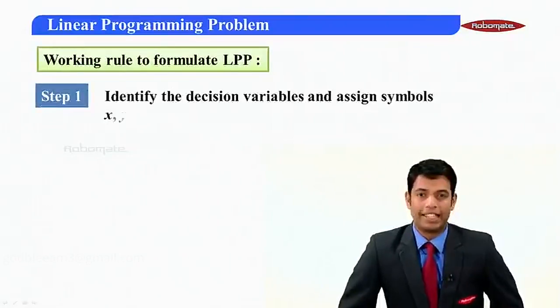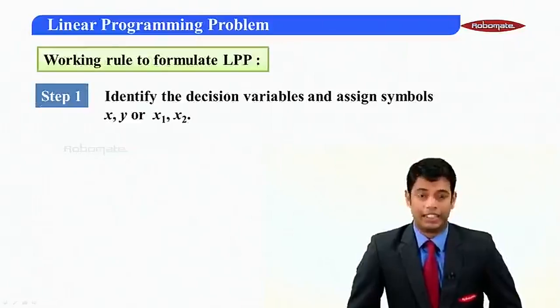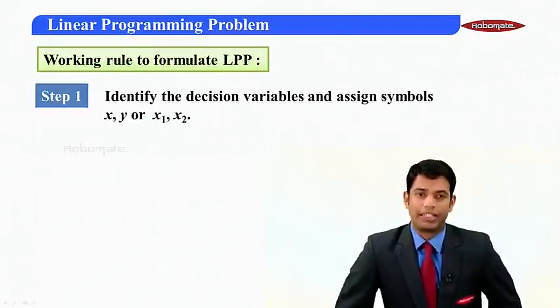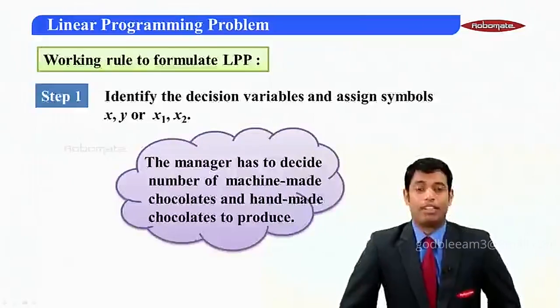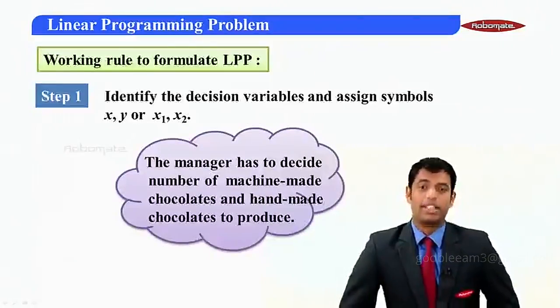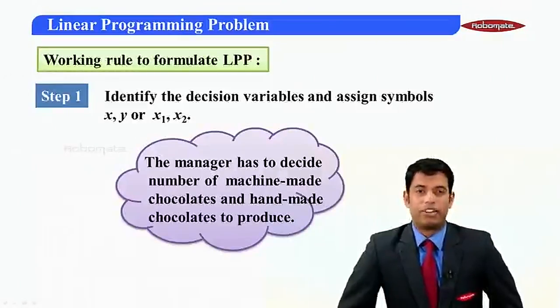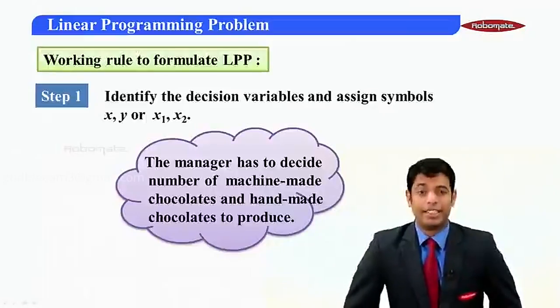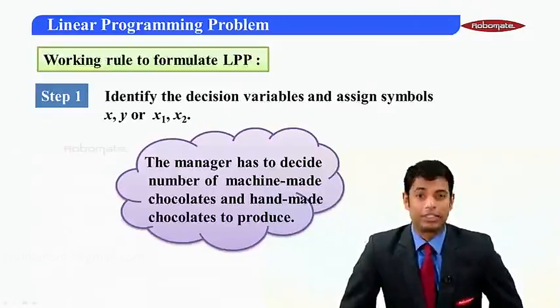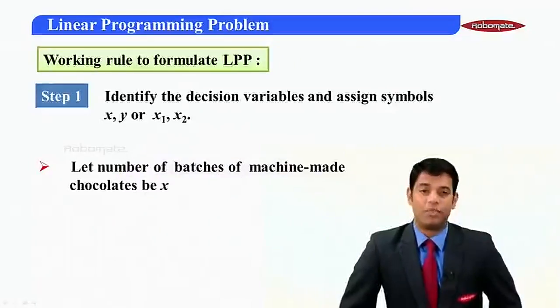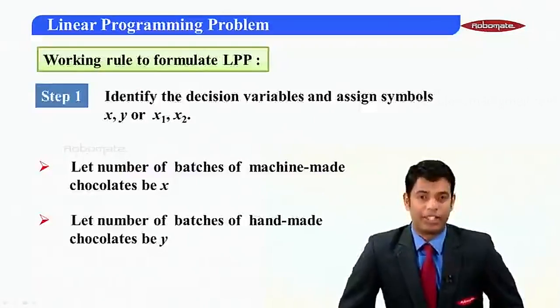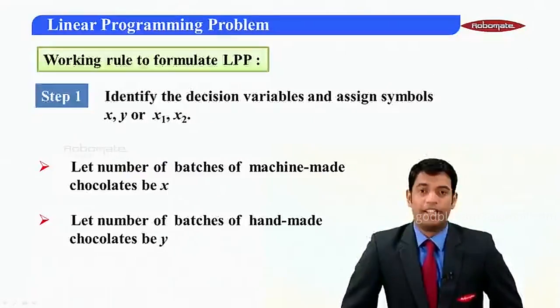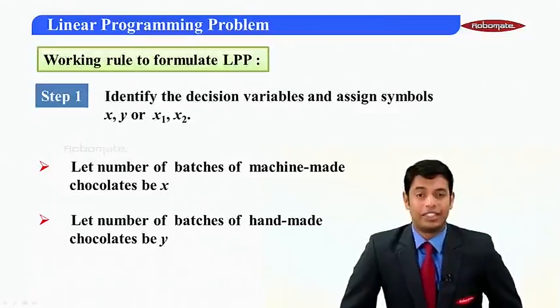Step 1 says: identify the decision variables and assign symbols x, y or x1, x2 to them. In this chocolate company example, we have seen that the manager needs to decide the number of machine-made chocolates and handmade chocolates to produce. So basically these will be our decision variables. Let the number of batches of machine-made chocolates be x and the number of batches of handmade chocolates to be produced be y. This is what we call decision variables.